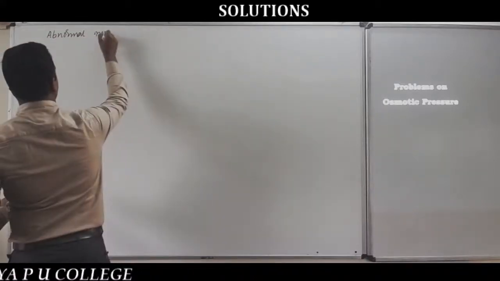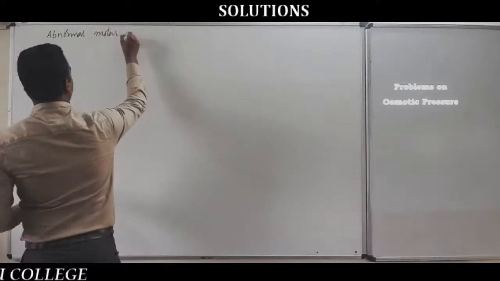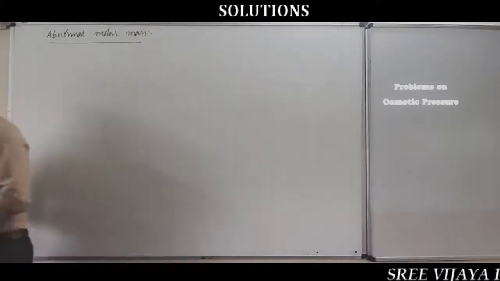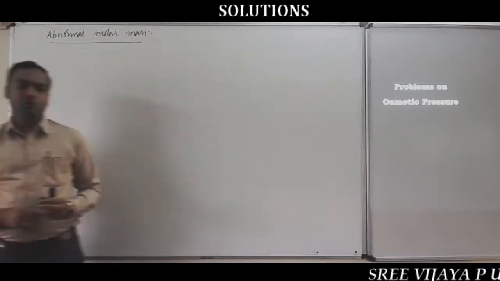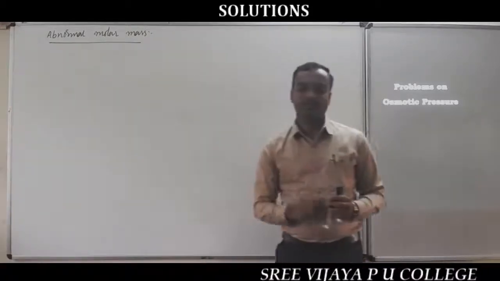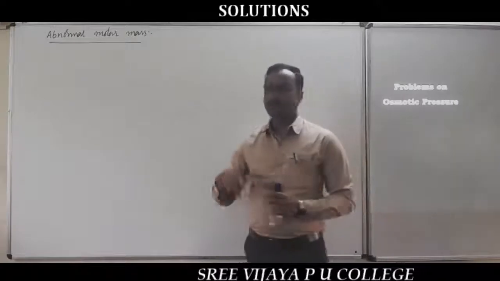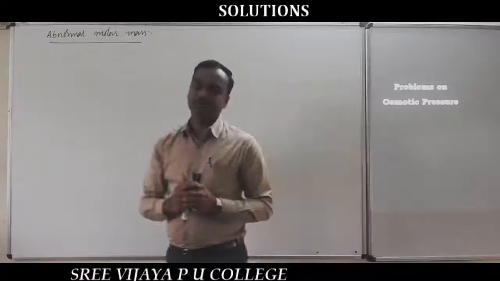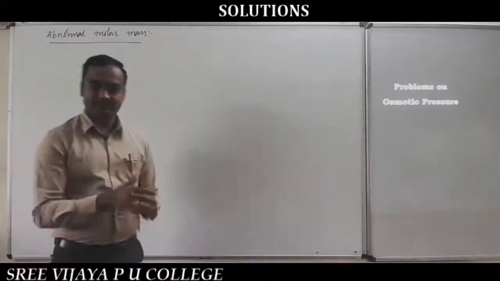Abnormal molar mass. So what is the meaning of abnormal molar mass and why does the abnormal molar mass of the solute take place? And what is the factor that is introduced to modify the equations of colligative properties? All those are discussed in this session.